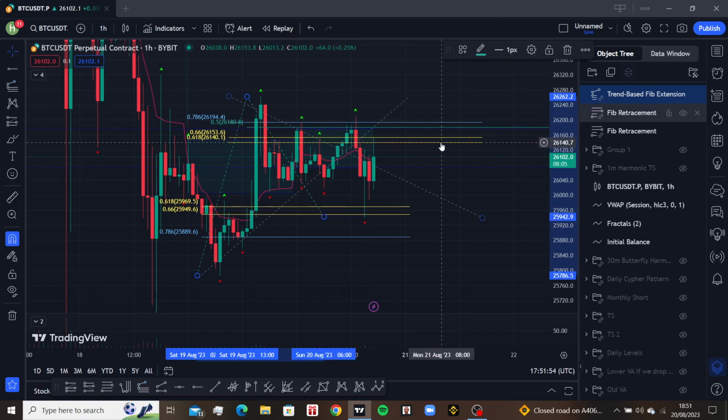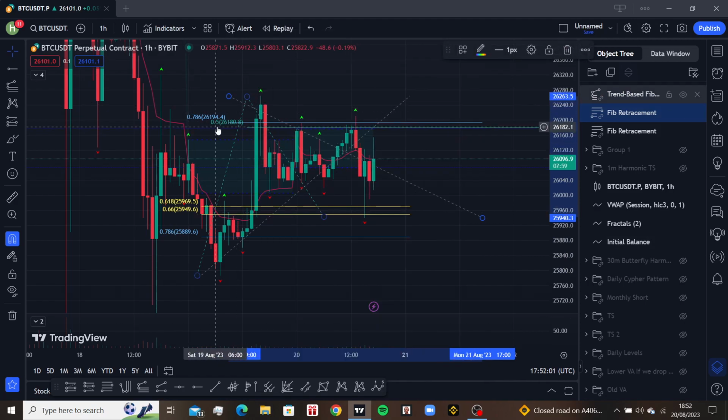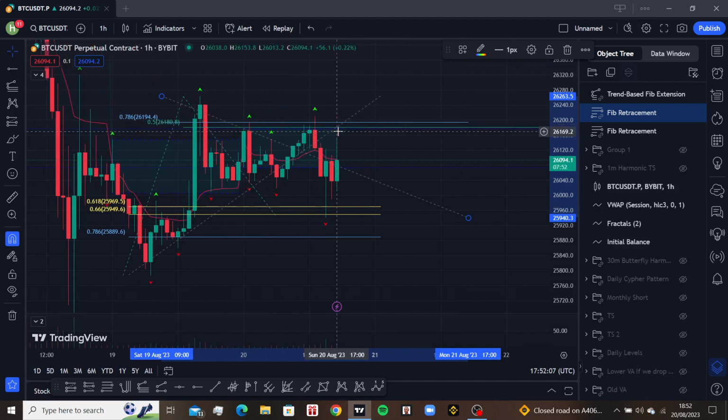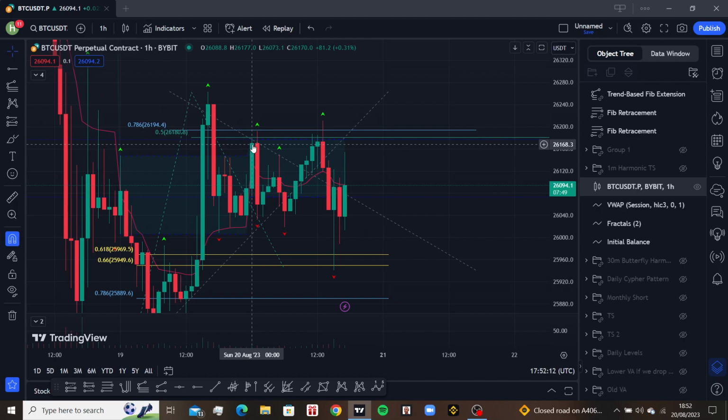As you can see right here, if I remove the 66 and the 618, the 786 and the 0.5 are close together. That's a bit of confluence within this region. The second thing that we can look at is key levels. If you look right here, you can see this level that's been created, got hit again, and been respected.